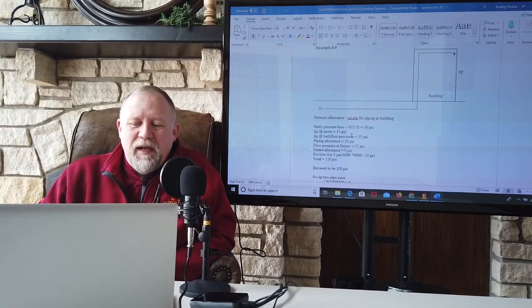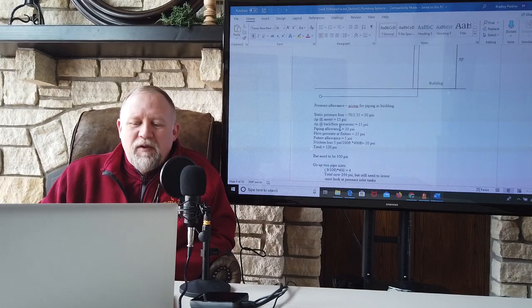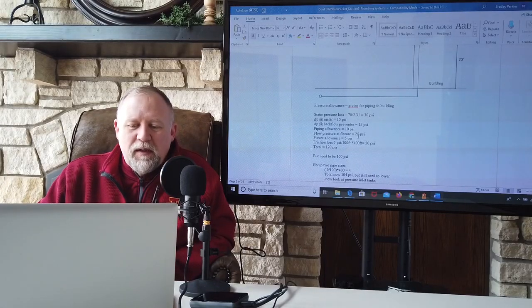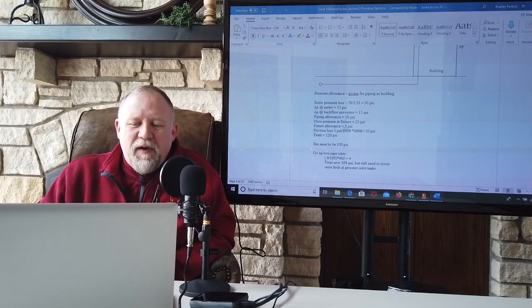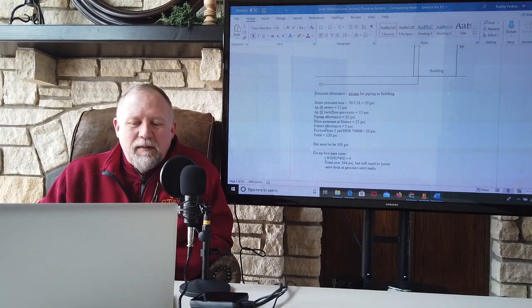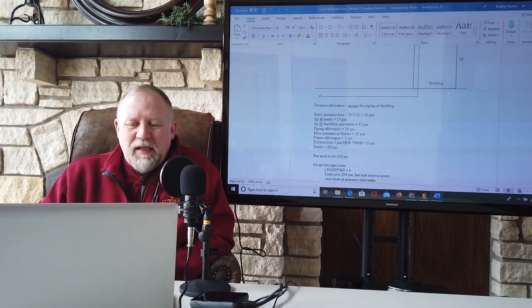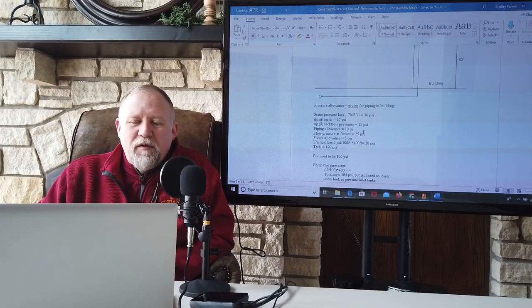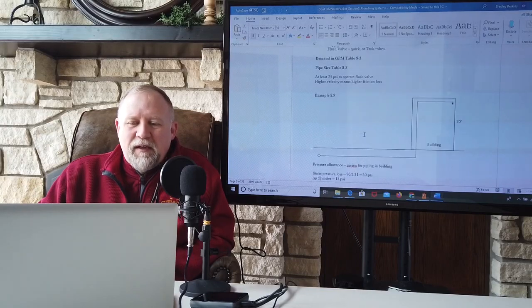The meter needs 15 psi. The backflow preventer needs 15 psi. Here's that piping allowance within the building. Here's the 25 psi minimum to get a water closet flush valve to work. This included the 5 psi of future allowance. That's optional. You don't need to do that. And then the friction loss here is 5 psi per 100 feet, and it's 400 feet of entrance from this point to the building, and that gives you another 20 psi in loss.